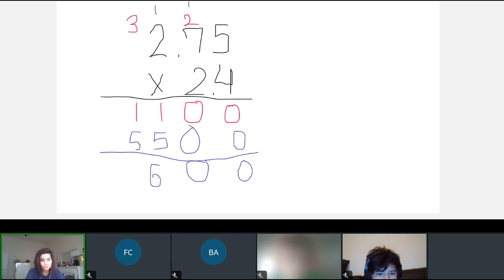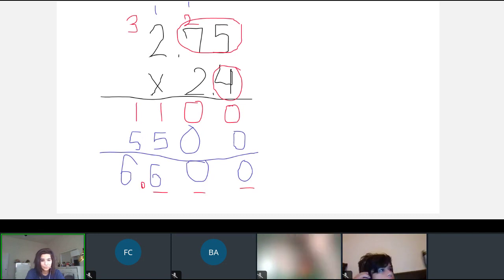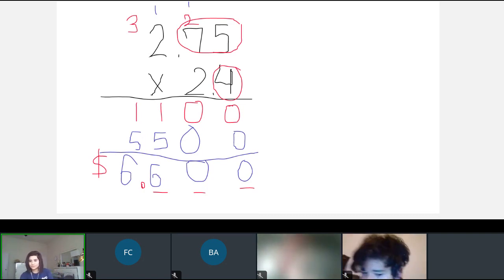How many decimal places do I need? Let's see. I have 2 decimals here and 1 decimal here. So you have to put a decimal place. 1, 2, 3 places. Here is the decimal. So 6.60 is the answer. Questions? 3.60 was, no, it will be 6.60. Amy, the calculation is right there. 6.60.